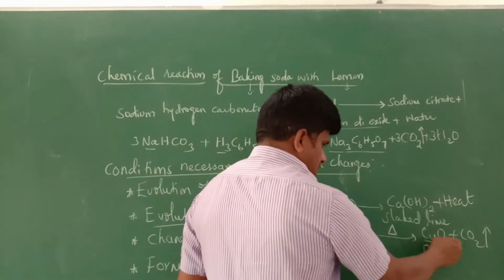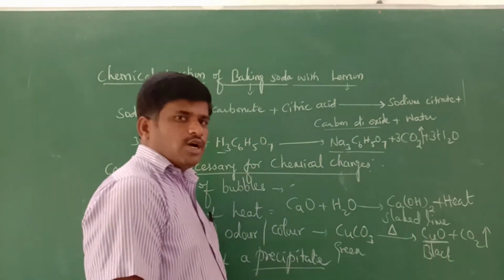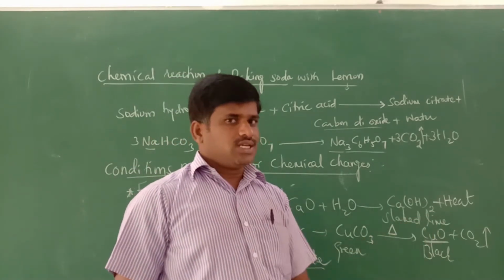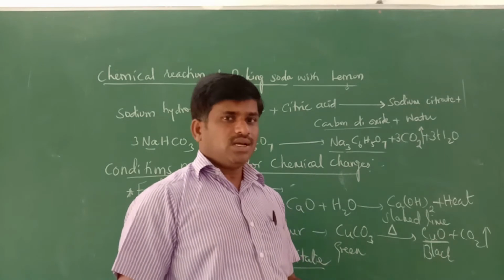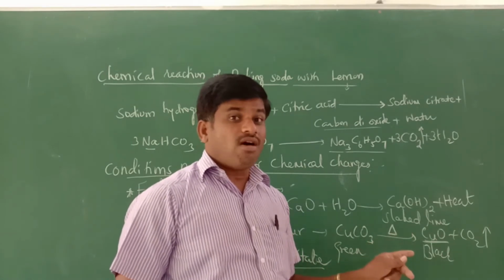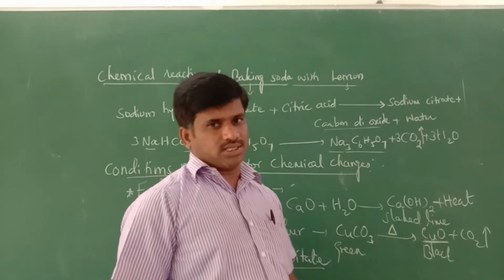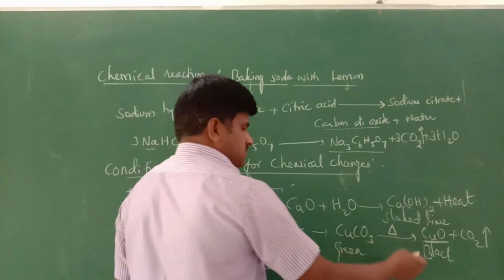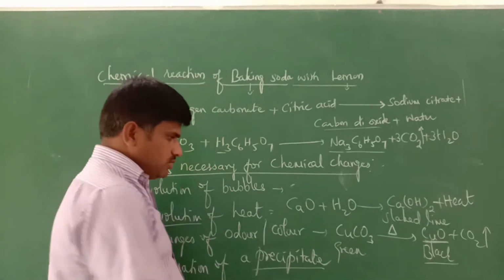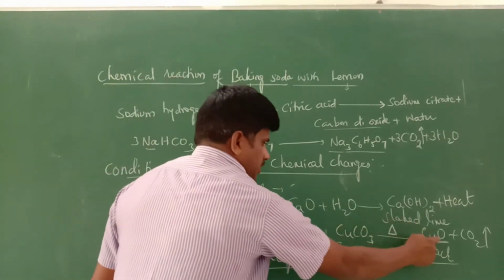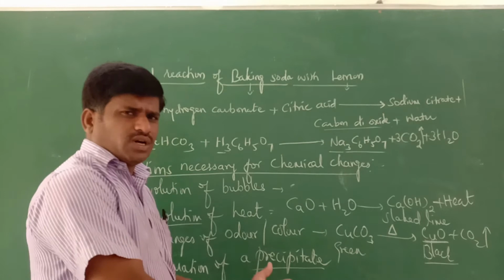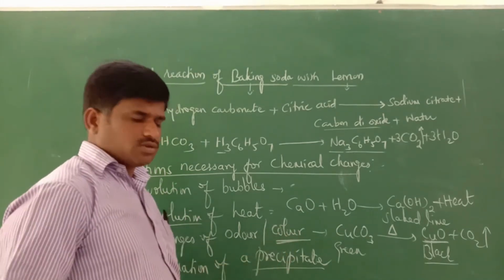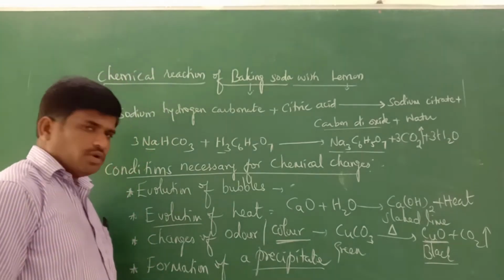Because here copper oxide is present. This is copper(II) oxide, called cupric oxide. So when green color changes into black color, copper carbonate has converted into copper oxide. This is one chemical reaction in which the color changes. Understood? So we go to the next one.